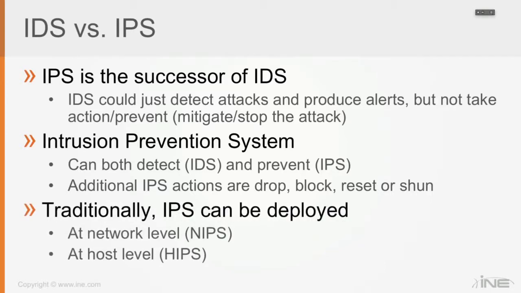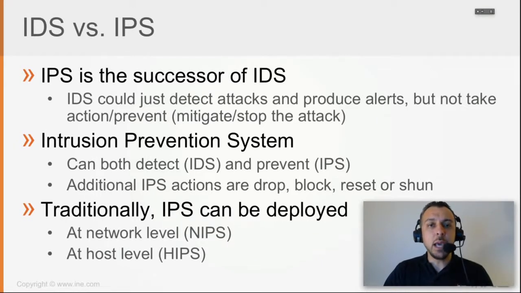Now, traditionally speaking, IPS can be deployed in two different places in the network. So at network level, called a NIPS, network IPS, or at host level, called a HIPS, host IPS. Now, we're going to speak in here about network IPS, not about host IPS. Cisco doesn't have a product for host IPS anymore. And even so, nowadays the IPS at the host level is actually functionality that is built into other security solutions.